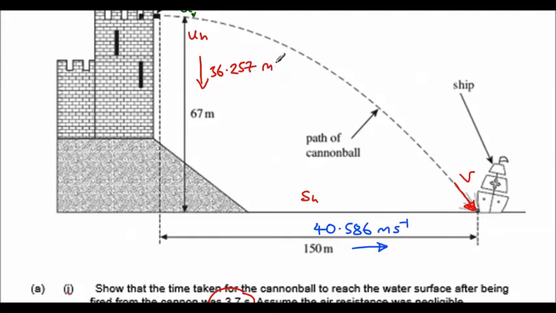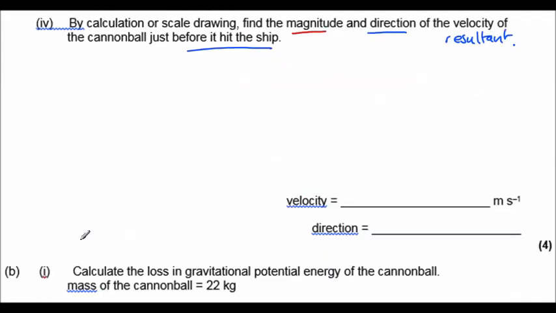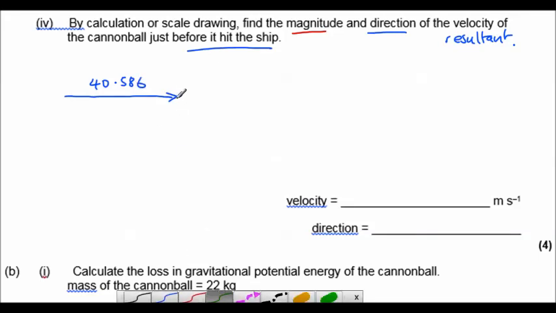36.257 meters per second. They do like you to go back and reuse your most precise measurements from before. So we get from that that we have a horizontal velocity of 40.586, and we have a vertical velocity of 36.257.